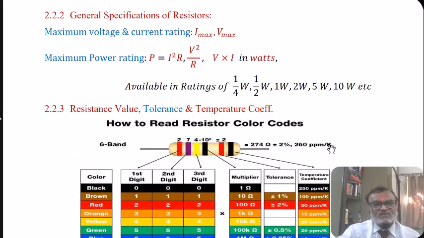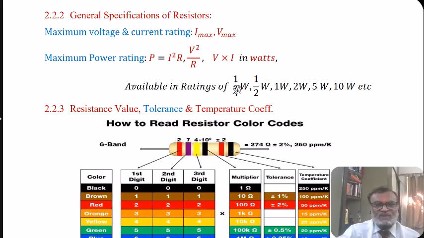General specification of the resistors includes the maximum voltage and maximum current ratings. That is Imax and Vmax. Maximum power rating P or Pmax is given by I square R, or it can be V square by R, or it can be V into I. And power is normally mentioned in watts.